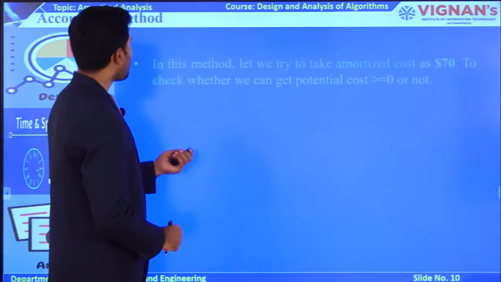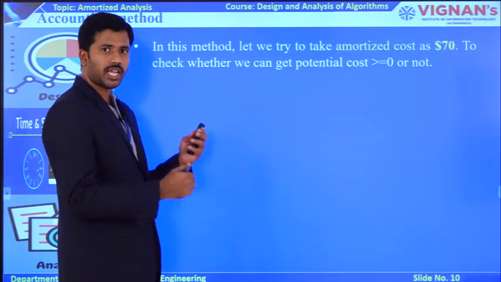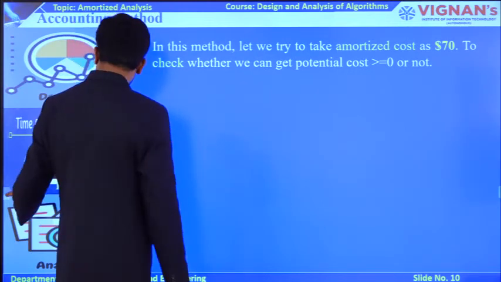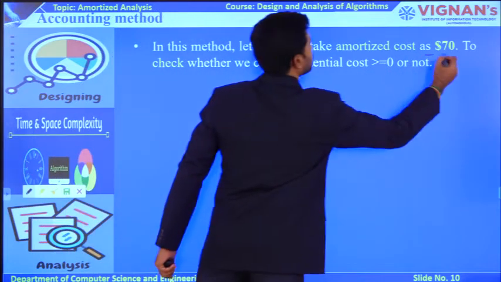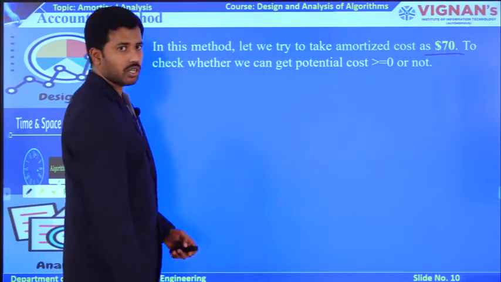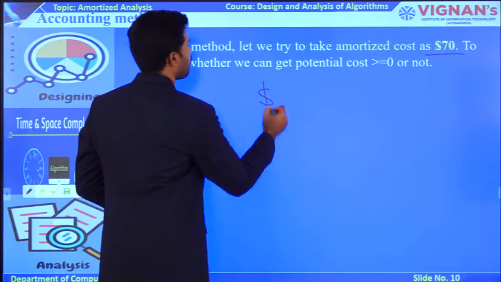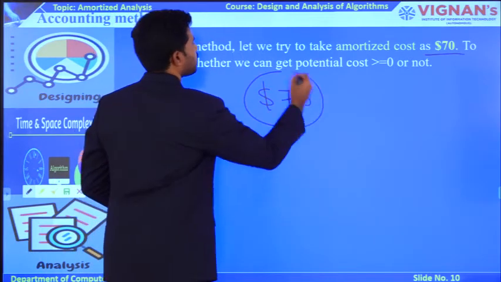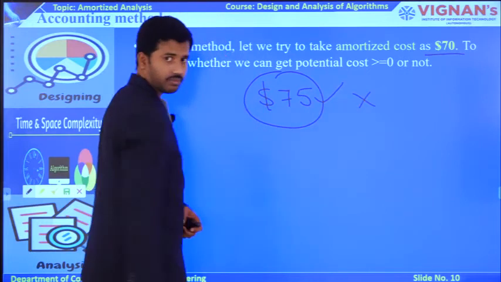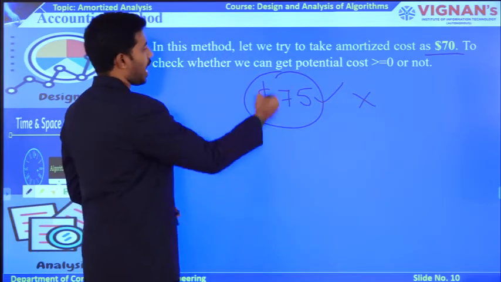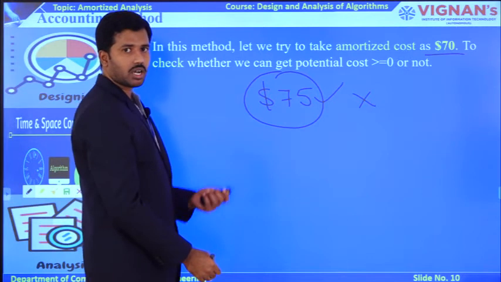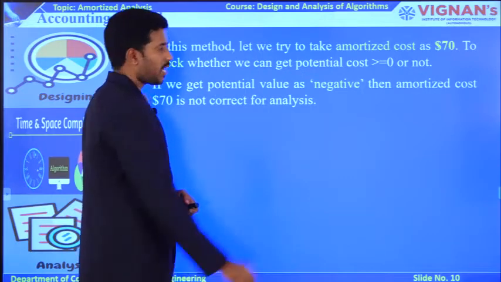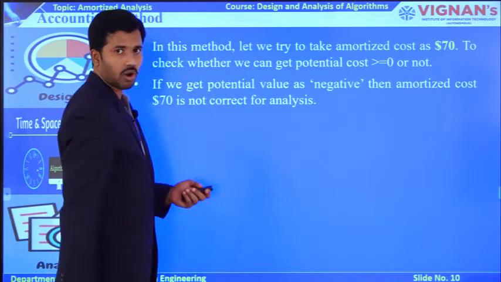Now here I am assuming that instead of applying the mathematical analysis to get the amortized cost, I am taking an amortized cost randomly, simply $70. With the aggregate method, I got amortized cost as 75. Now I am going to verify whether this answer is correct or not. That's why I have taken randomly an amortized cost value which is less than 75, so I am taking 70. If I get a negative value, ultimately my analysis is not correct.